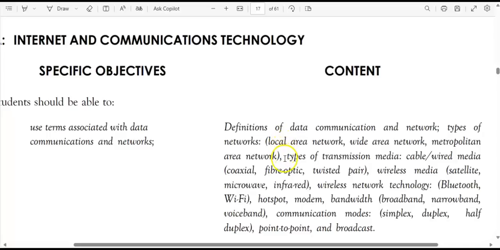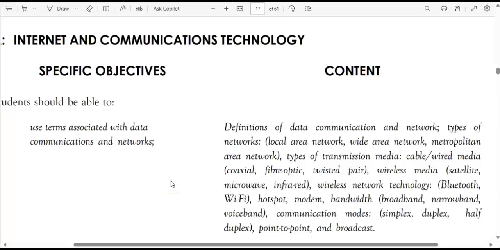Now we are to look at the types of transmission media. The types of transmission media are cable or wired media, which includes examples like coaxial, fiber optic, and twisted pair. So we're going to explain what the types of transmission media means. Now, what do we mean by transmission media?